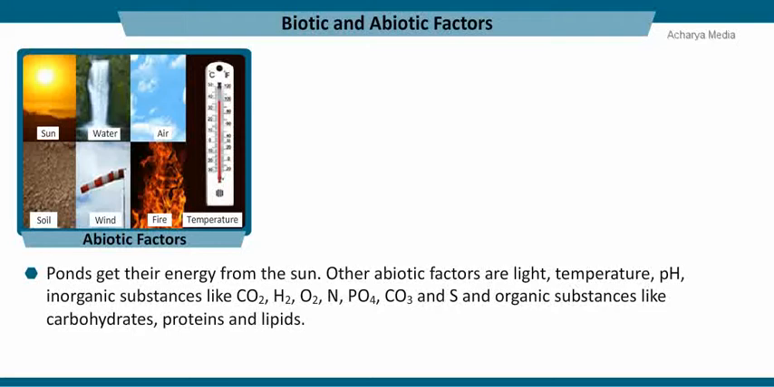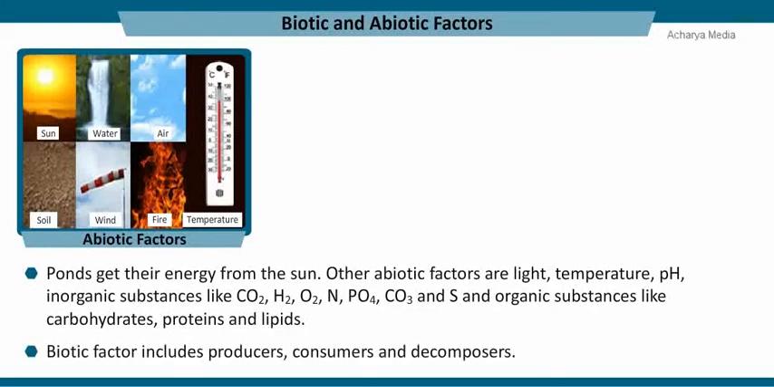Other abiotic factors which control the pond ecosystem are light, temperature, pH, inorganic substances like CO2, H2, O2, N, PO4, CO3 and S, and organic substances like carbohydrates, proteins and lipids. A biotic factor includes producers, consumers and decomposers.